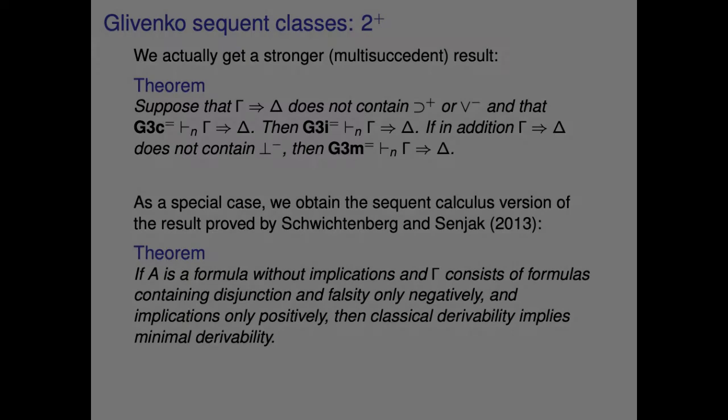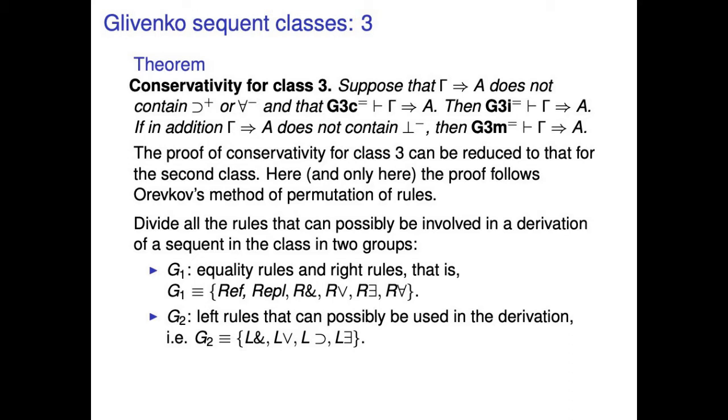And then we have another class that is about sequents that don't contain a single-succedent positive implication or negative universal quantifier. And for those we get the intuitionistic and the minimal derivability if falsity is not in the negative part. This result is about conservativity, but not height preserving.